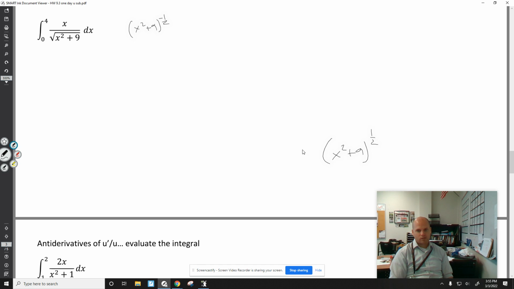The derivative of this would be 1/2 times x squared plus 9 to the negative 1/2 times 2x. I think this is right. And I think we're going to be good from 0 to 4. My answer is going to be 4 squared, which is 16, plus 9, which is 25. The square root of 25 minus the square root of 9. I will plug in and check, because this is just 5 minus 3. I think my answer is just 2.